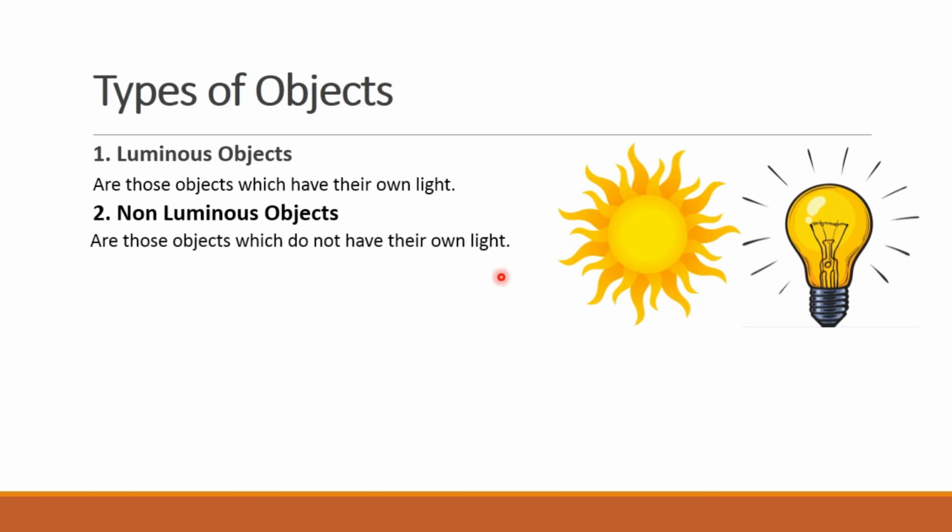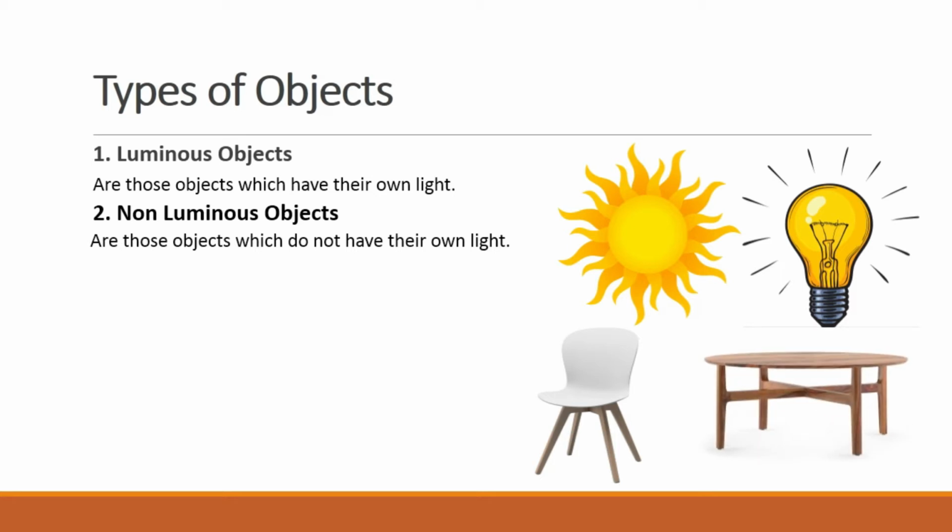Now what are non-luminous objects? Those objects which do not have their own light. What are the examples? Like a chair. Chair is which object? Non-luminous object. Is it having its own light? No, it doesn't have its own light. In the same manner, a table is also a non-luminous object. If you are taking the example of the moon, the moon is also a non-luminous object. You can see the moon because of the sun, because the moon is reflecting the light of the sun.